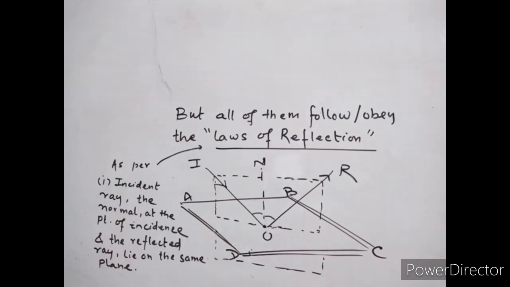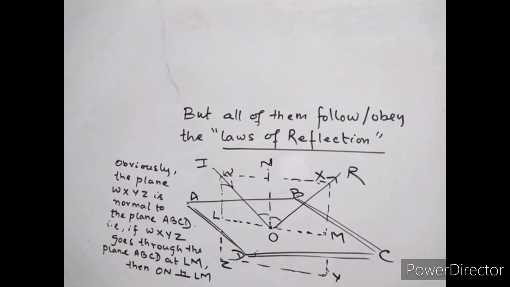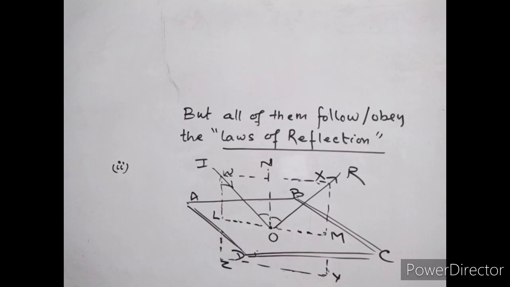Now as per the laws of reflection, we have the first law as that the incident ray, the normal taken at the point of incidence, and the reflected ray, they lie on the same plane. Same plane being the dotted plane that I have considered, which is WXYZ. So obviously the plane WXYZ is normal to the plane ABCD. That is, if WXYZ goes through the plane ABCD across the line LM, then ON, the normal, has to be perpendicular to LM, the line that we have considered.